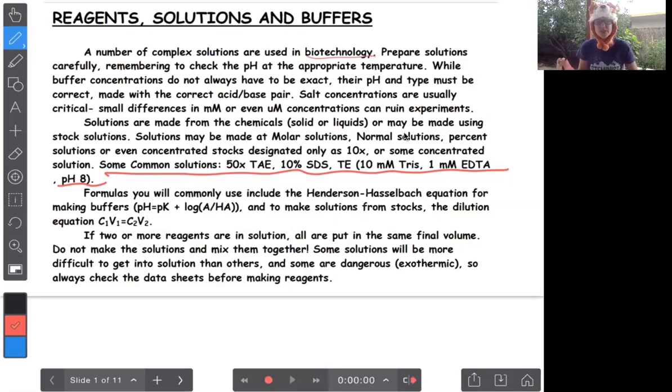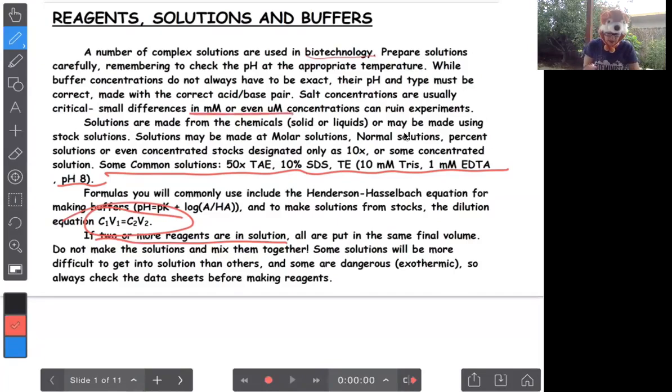And I know the word dilutions is scary. We're not going to do serial dilutions. We're just going to do dilutions based on our M1 V1 equals M2 V2. We're going to show you how that works. We're going to talk about if you have more than one reagent in a solution. We're going to talk about molarity. Chemistry! It's going to be fine, I swear.